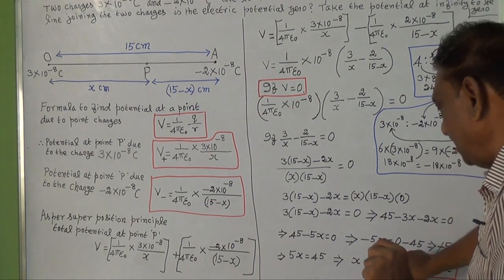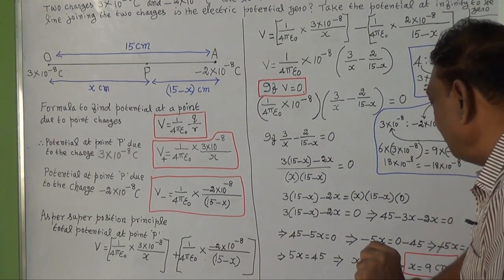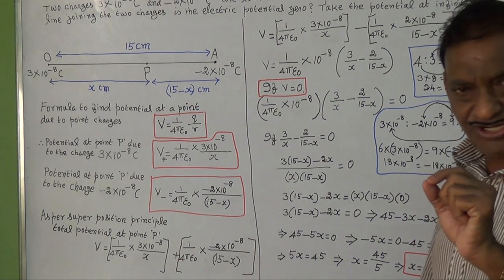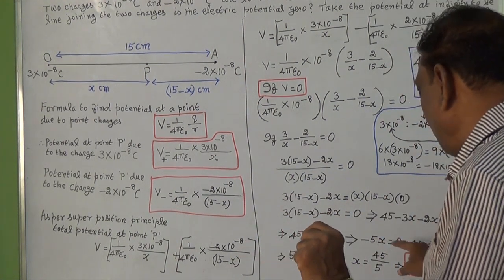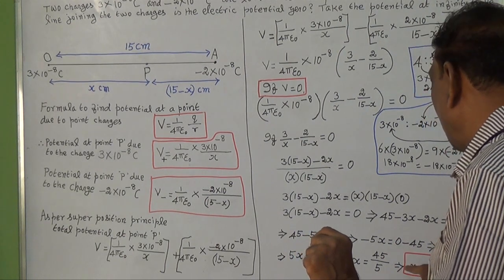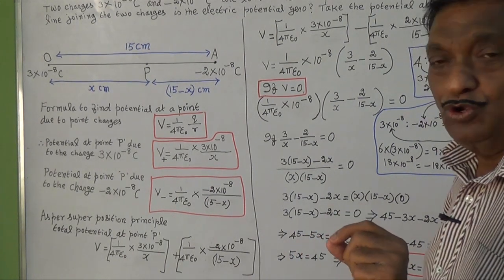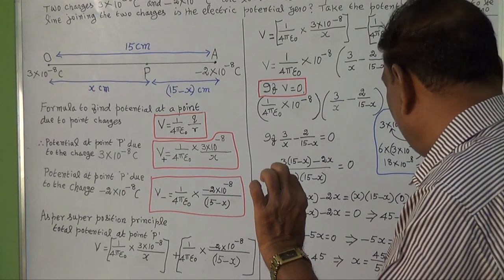If we bring the factor 5 to the right side, it will become the denominator. It will become division. Thereby, we will get the equation. Now, x equal to 45 by 5. So the value of x is equal to 9 centimeter.